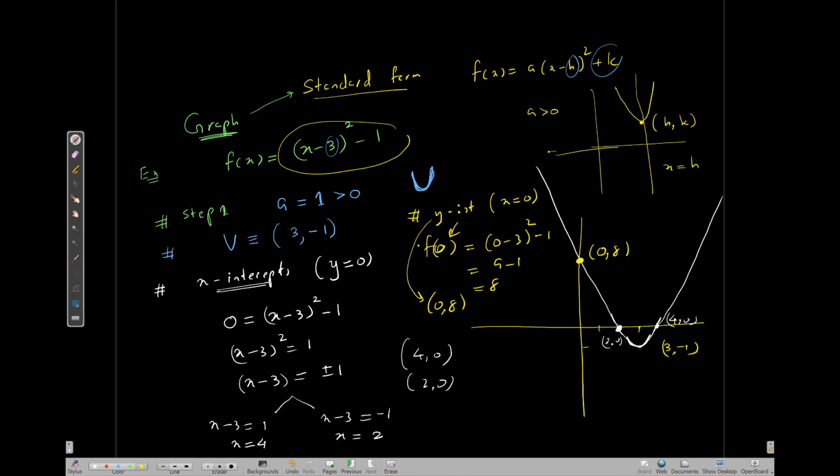That's how you graph it. And let's see a few more examples. How about this next example?